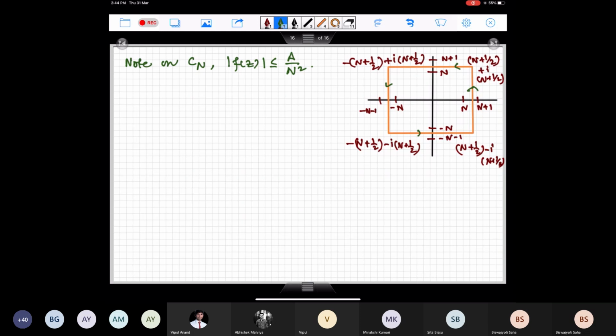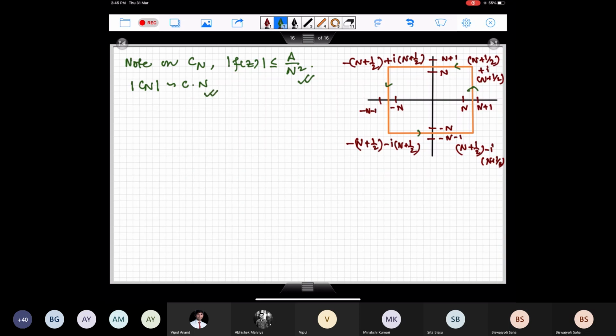That's number one. And moreover, what is the length of Cn? The length of Cn is some constant times n, because that's the circumference. Here each side is of length 2n plus 1, so 4 times 2n plus 1. So the length of the curve is some constant times n. Now, if I want to apply the ML inequality on Cn, I have a bound for f and a bound for the length of the contour.